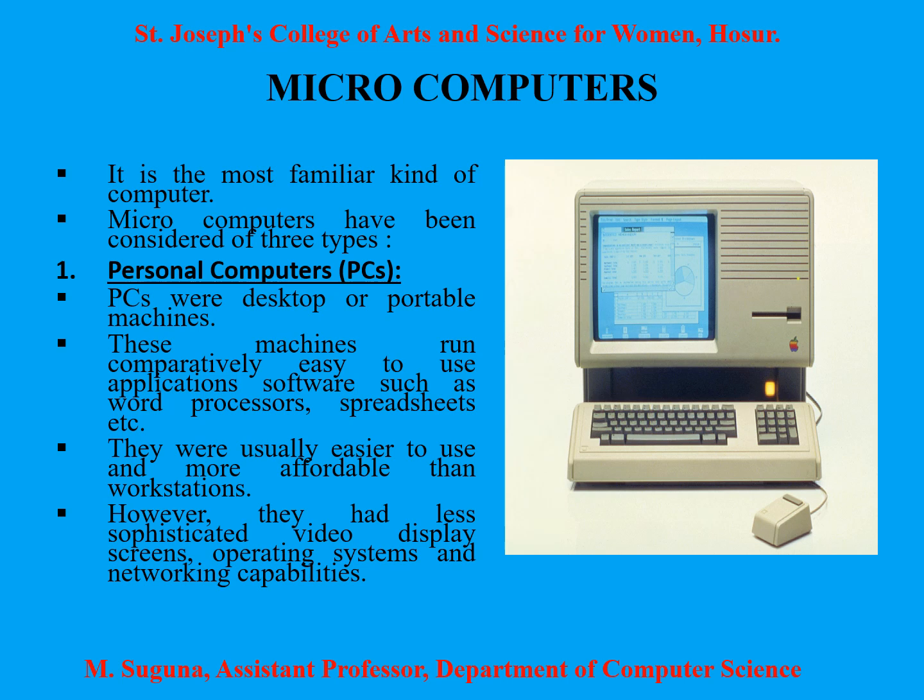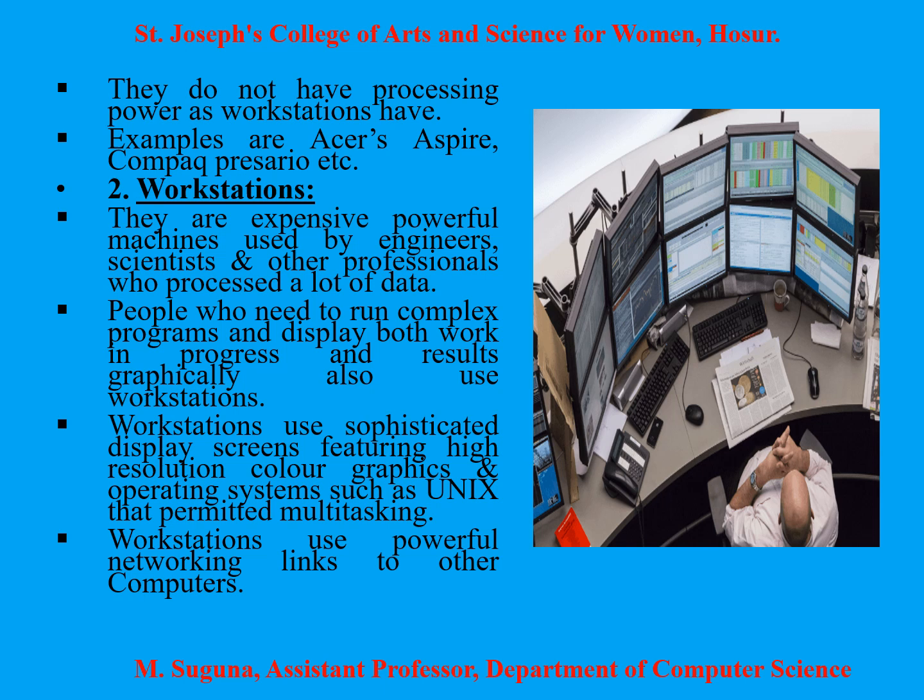First comes personal computers. As we are seeing in the diagram, it is a desktop computer which we can see in different computer labs and offices. So PCs were desktop or portable machines. They can use application software such as word processors, spreadsheets, etc. They are also easier to use and more affordable than workstations. They have less sophisticated video display screens, operating systems, and networking capabilities. They do not have processing power as the workstations have. Examples of personal computers are Asus, Aspire, Compaq, Presario, etc.